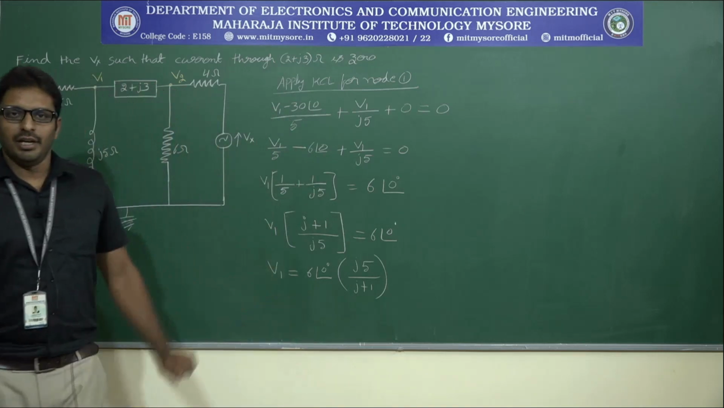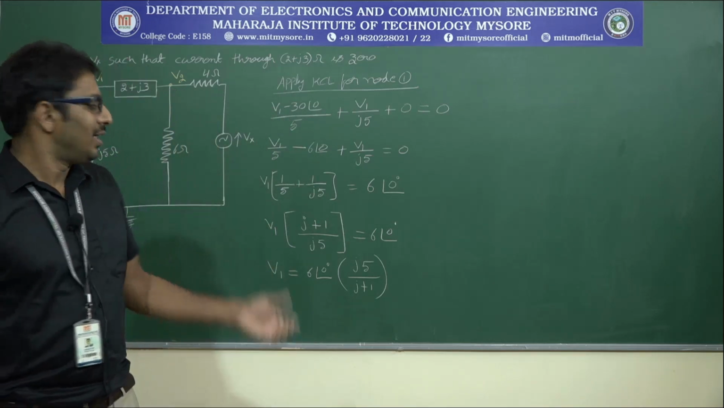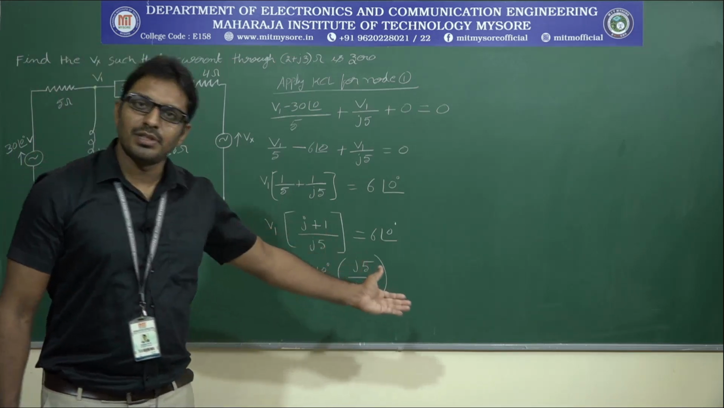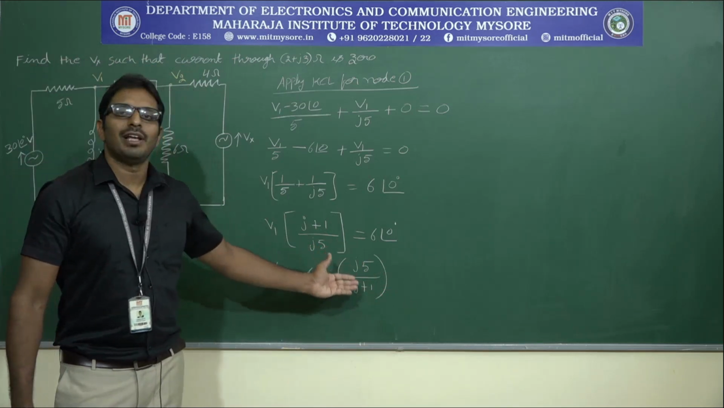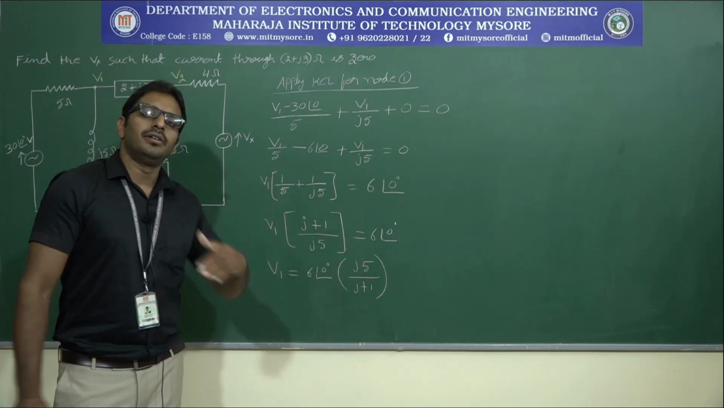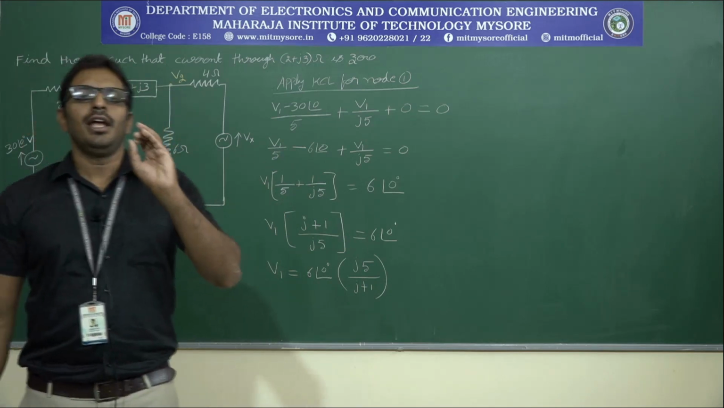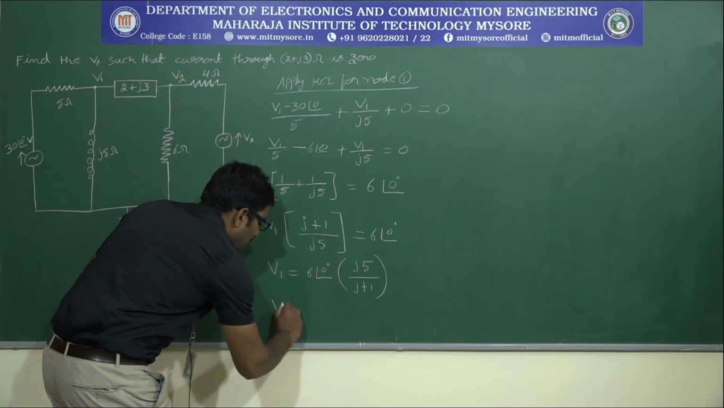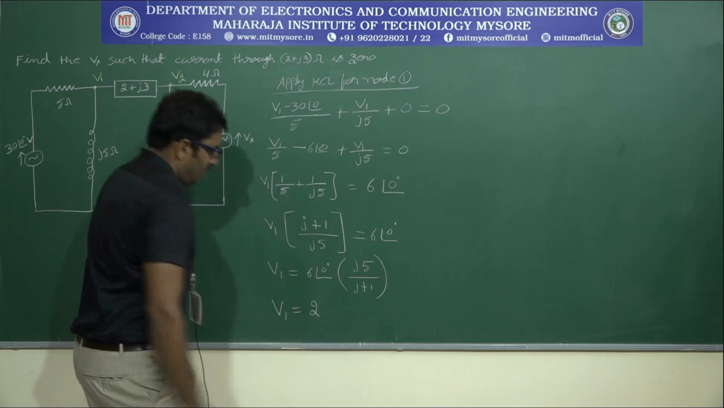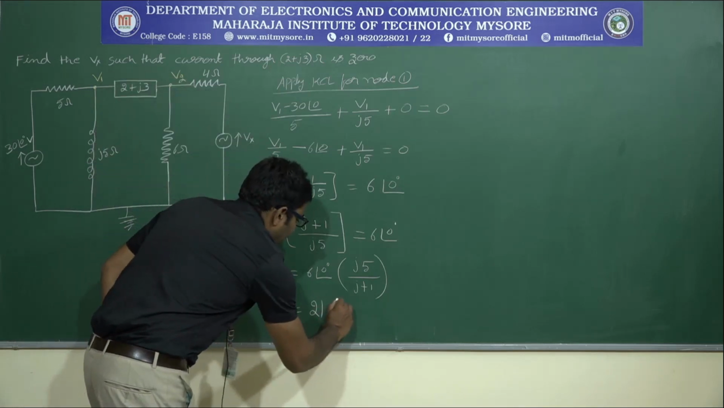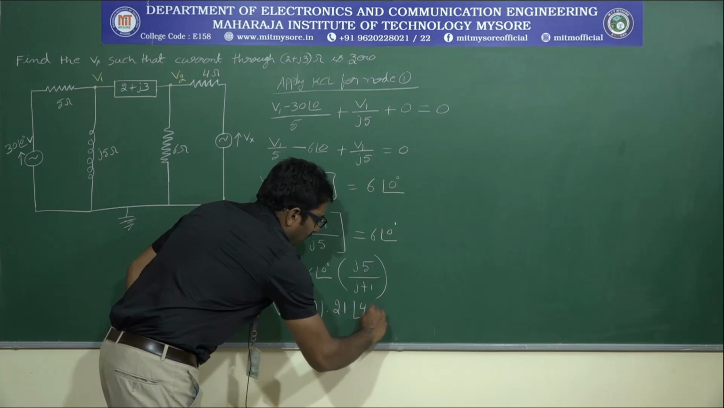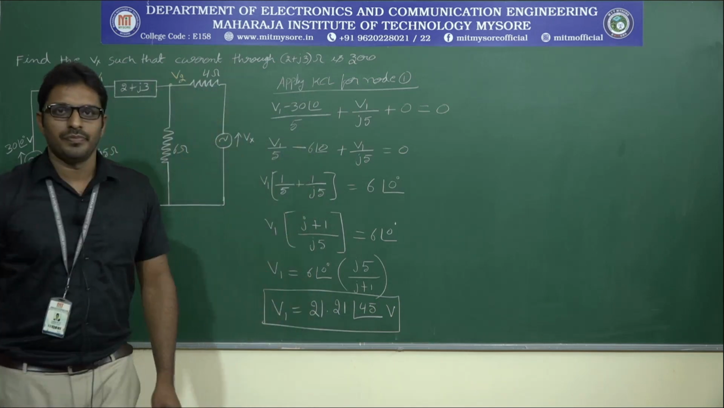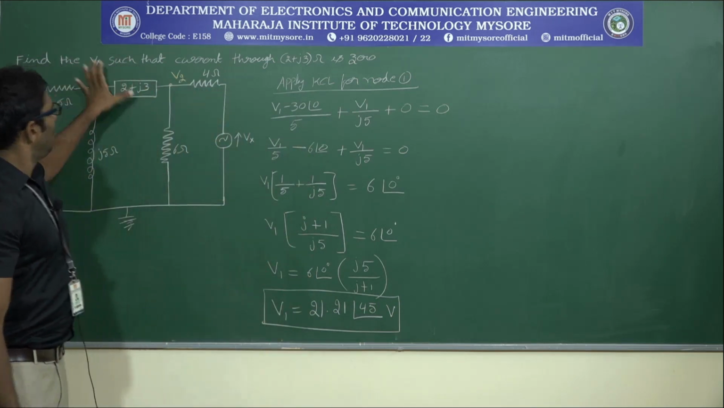By using your scientific calculator, keeping it in complex mode, you can substitute both types of values, polar form as well as rectangular form, and try to express the answer always in polar form. So by simplifying this value, you will get V1 is equal to 21.21 at an angle 45 volts. Okay, so this is about the node 1 point.